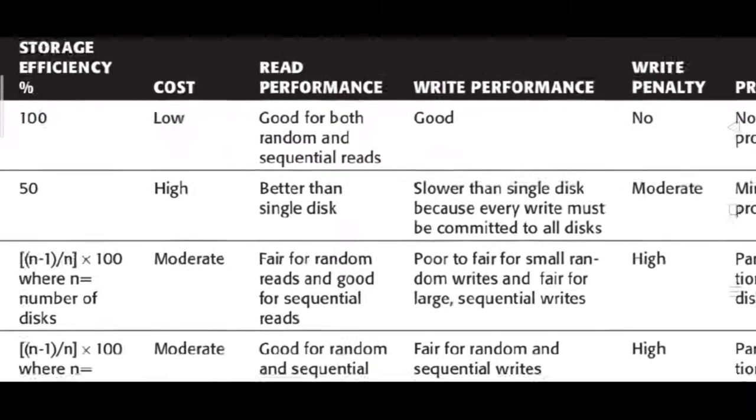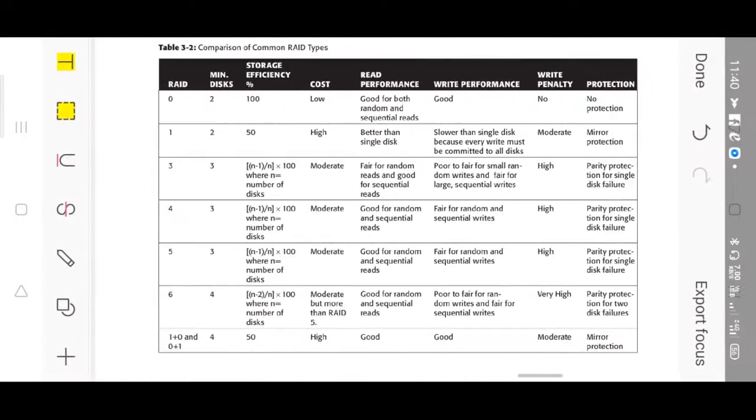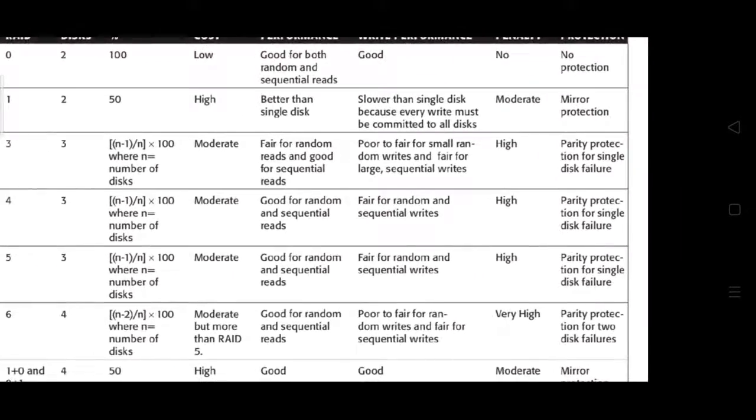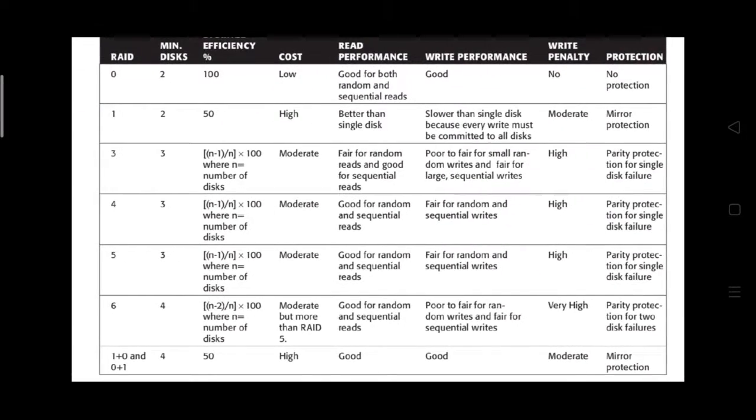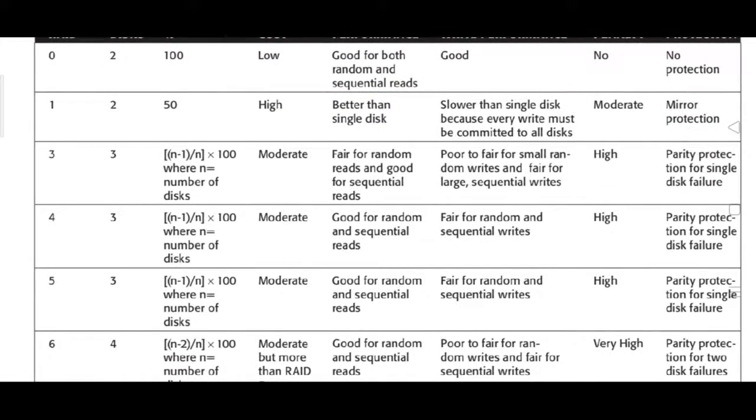Read performance is better than a single disk. Write performance is slower compared to a single disk, as the penalty is much higher. The penalty is 2 here; earlier it was 1 with respect to RAID 0, but for RAID 1 it is 2. Protection is implemented because of the mirroring concept.